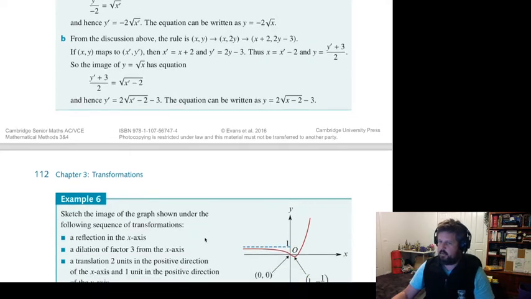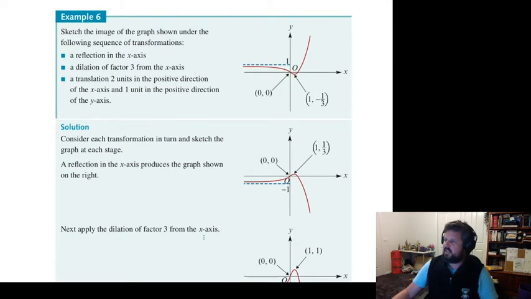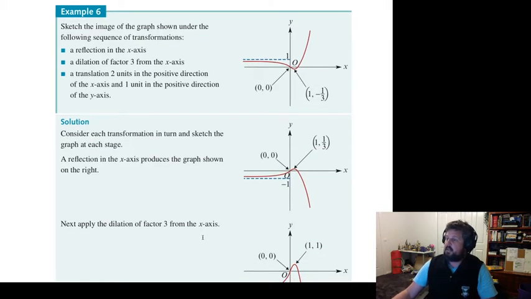Alrighty, worked example number 6. Oh, cool, some sketching. It says here, sketch the image of the graph shown under the following sequence of transformations. So they're saying, hey, we've got a graph. First thing that's going to take place is a reflection in the x-axis. Then we're going to do a dilation of factor 3 from the x-axis, which we've spoken about in the previous example, how to do that using that terminology from the x-axis.